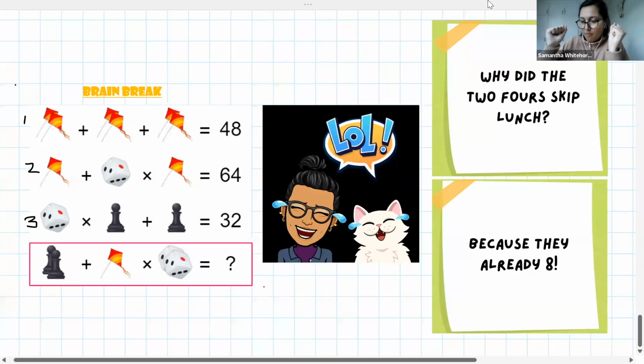Let's see who's the winner of today's brain break. Come on, guys. Woo! Lwazi got it. Yes. Lwazi, you can raise your hand and then explain to the whole class how you got it. How did you do it?